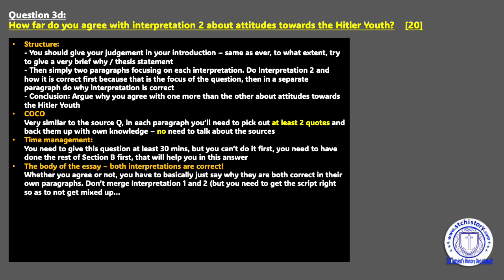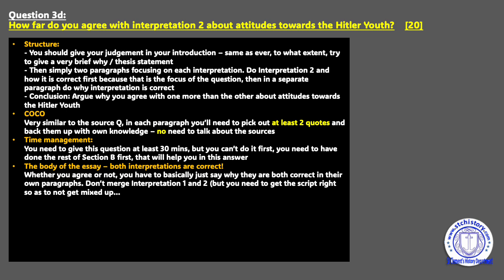The body of the essay: both interpretations are correct. Do not forget that. Whether you agree or not is kind of irrelevant in this essay, which is why I quite like it, because you basically just have to say they're both right in these big paragraphs about how, yes, the Hitler Youth was bad and how it wasn't. So just say that. Don't merge your interpretations. Don't mix paragraph 1 into paragraph 2, just like in the source question. Just 2 separate paragraphs about these interpretations will keep it very much focused.